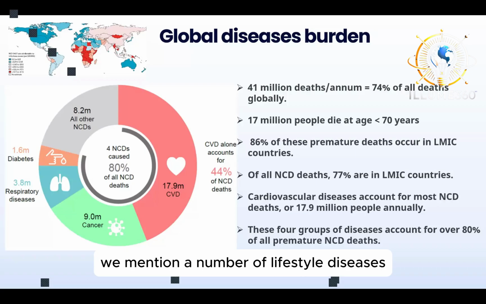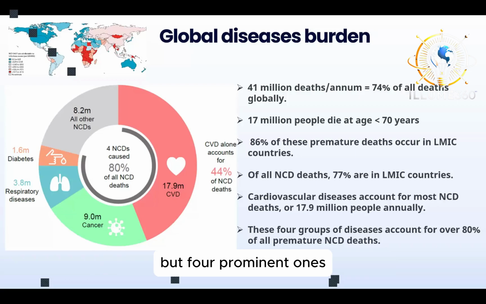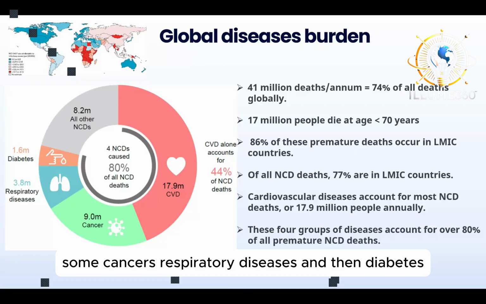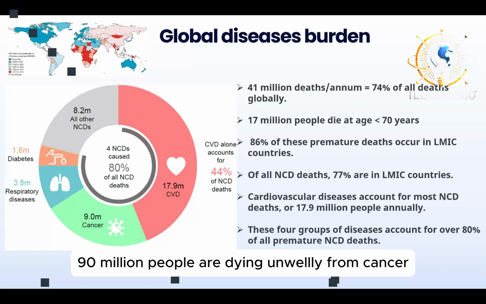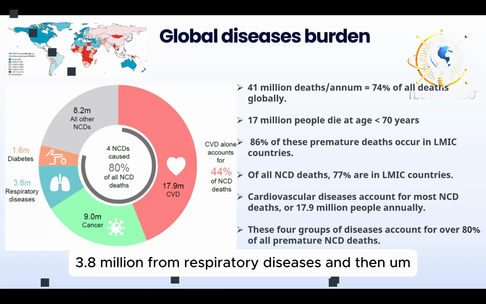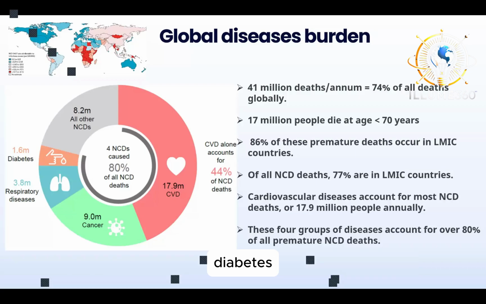And then we mentioned a number of lifestyle diseases, but four prominent ones contribute to 80% of all premature lifestyle disease deaths: cardiovascular diseases, some cancers, respiratory diseases, and then diabetes. So cancer, 9 million people are dying annually from cancer, 17.9 million from cardiovascular disease, 3.8 million from respiratory diseases, and then diabetes, almost 2 million people dying annually. And all these are statistics from the organization as of 2023.